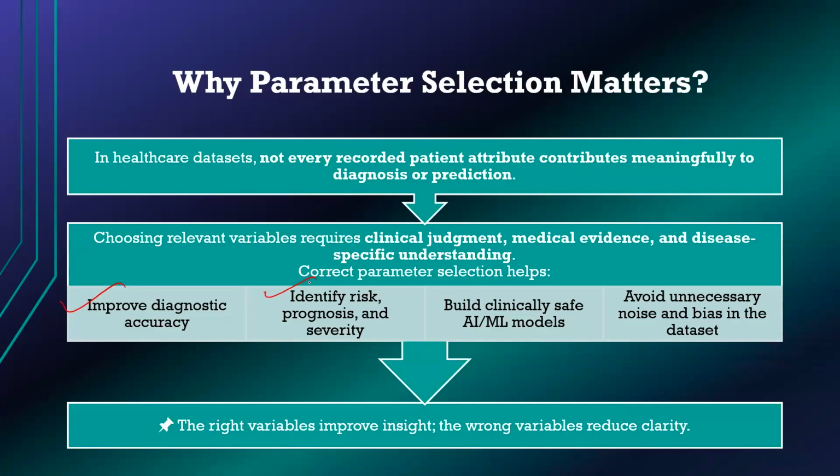But of course, if we follow the right approach, if we avoid any unnecessary noise or bias in the data set, and if we are using the right set of variables, we can definitely improve insights from the data, and we can improve the prediction accuracies of the model. On the other side, selection of wrong variables can reduce clarity in model building, and definitely the outcomes will also be reduced in that case.